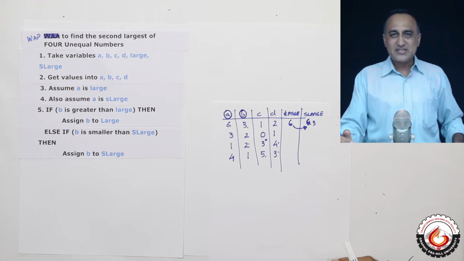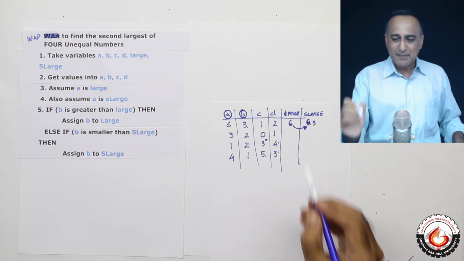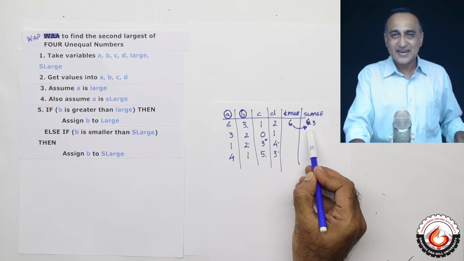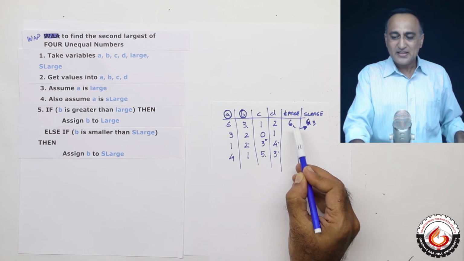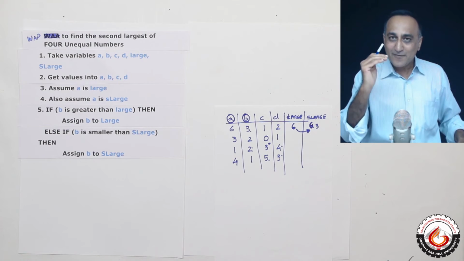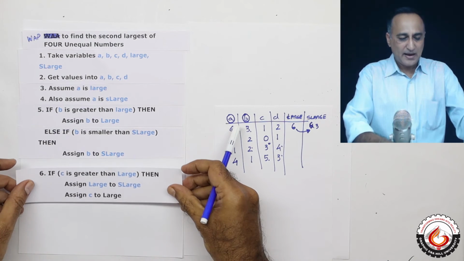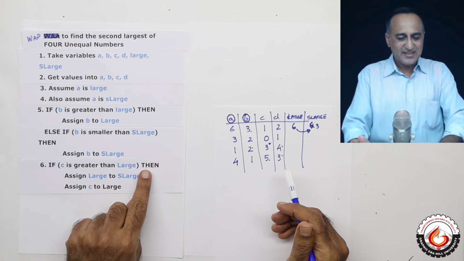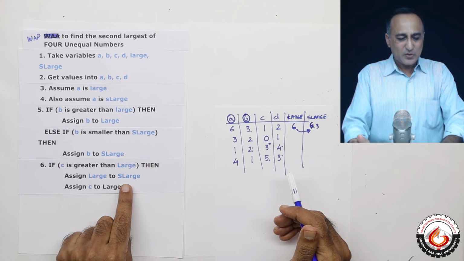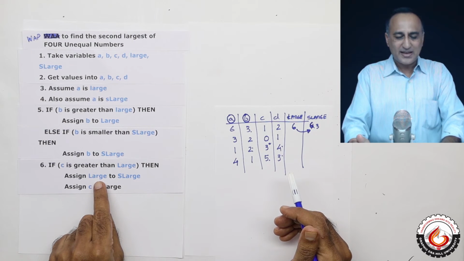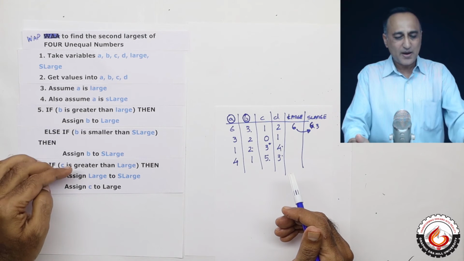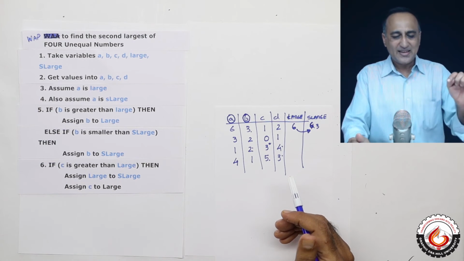So what I am doing with C is, if C happens to be bigger than the large, then I am going to move the large to second large and I am going to make the new value of large the value of C. So let's see how that happens. If C is greater than large, then second large will take the current value of large and large will take the value of C. So this is how I handle a case where C is greater than large.